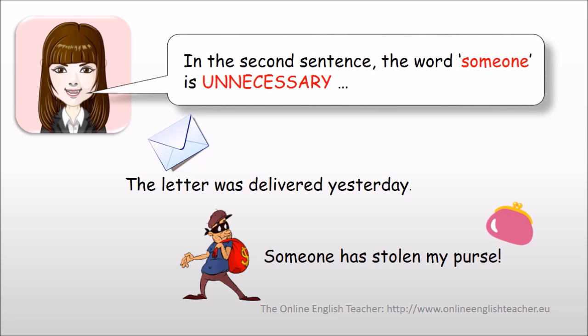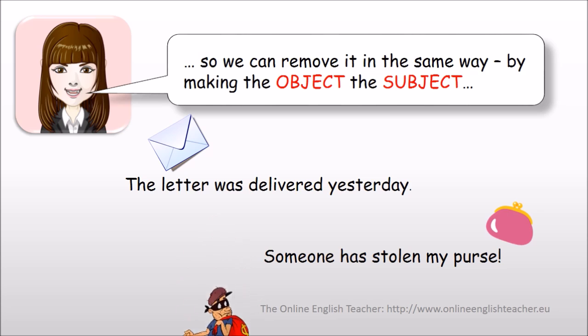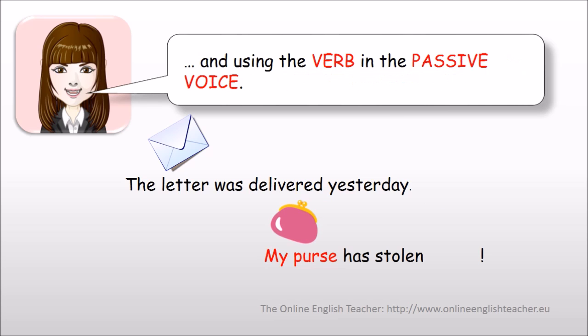In the second sentence, the word someone doesn't mean anything. It's quite unnecessary. So we can remove it in the same way and make the object, my purse, the subject of a new passive sentence. We can then add a verb in the passive voice as before.